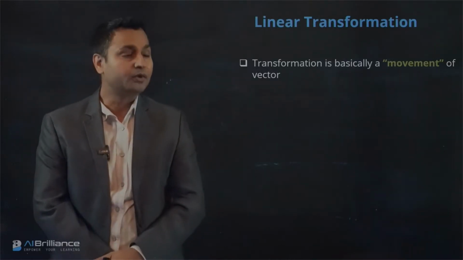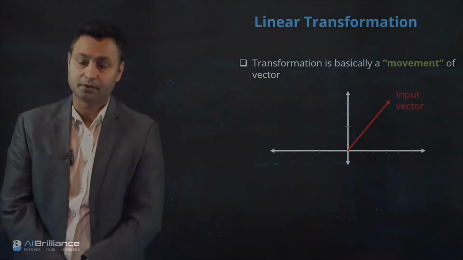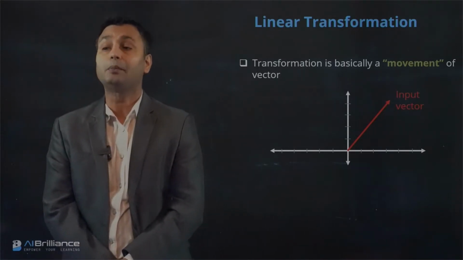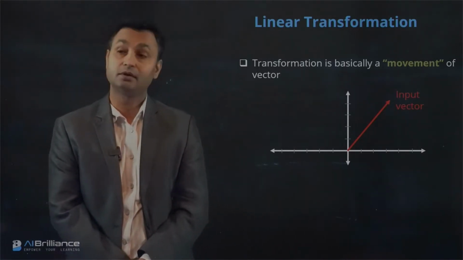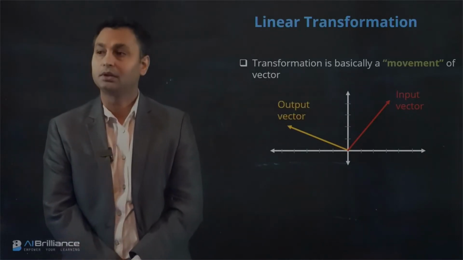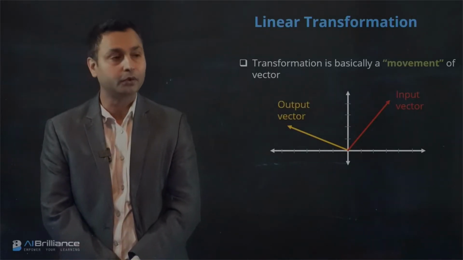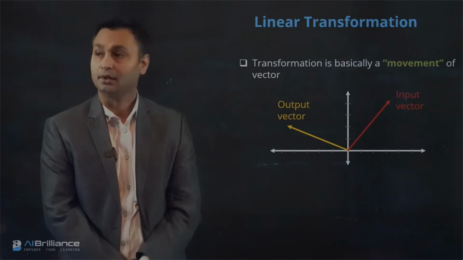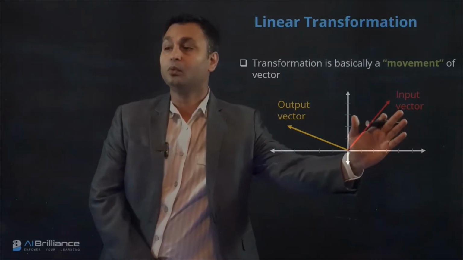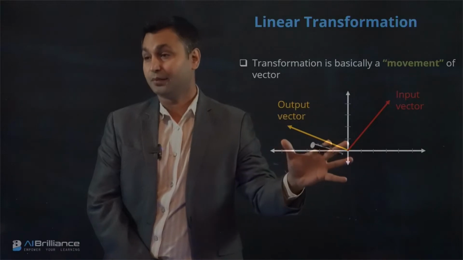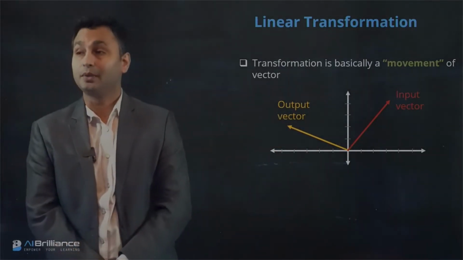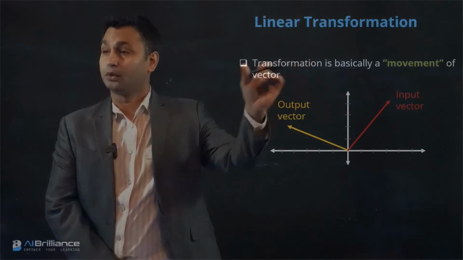So let me first of all try to explain this concept geometrically. Let's say you have an input vector. Now you apply some transformation on this input vector. What you are going to do is change this vector, and there will be a new output vector as a result of this transformation. Okay, so what you saw here is that the initial vector moved, probably changed the shape and also location, and this movement is associated with this word transformation.